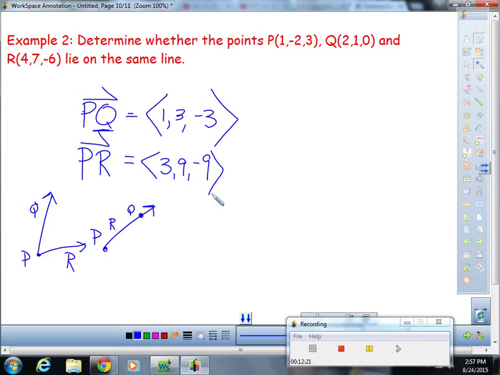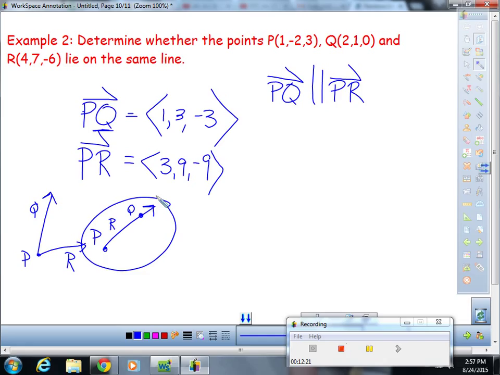So, since PQ is parallel to PR, and both vectors contain point P, then you know this is the scenario that must happen, and P, Q, and R all lie on the same line. Again, because they're parallel and share a point. When we start to define the equation of a line, that's going to be an important concept.